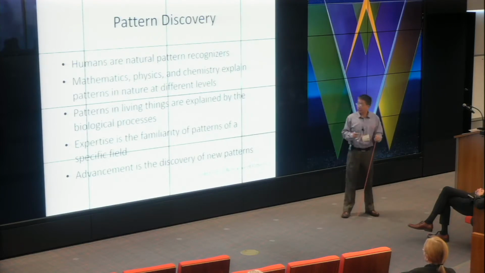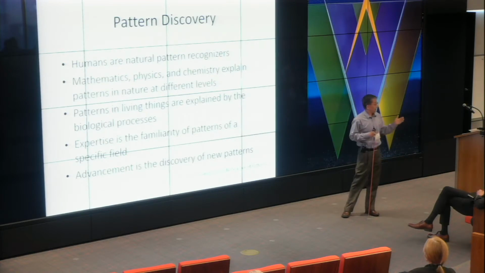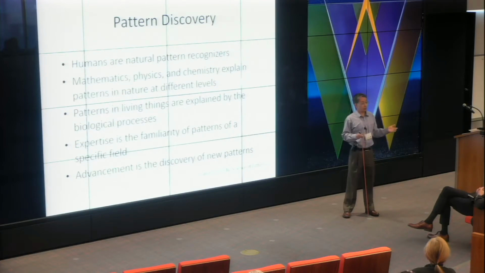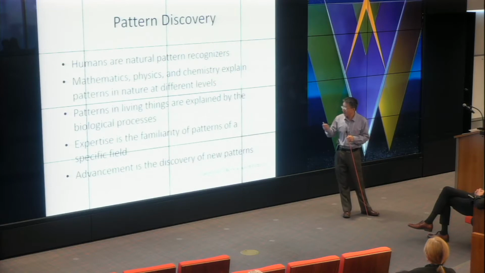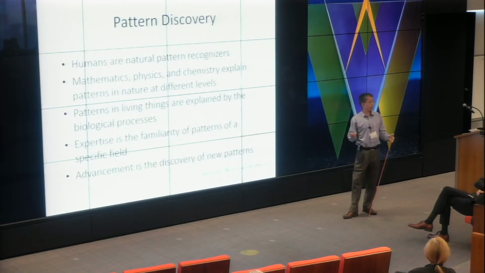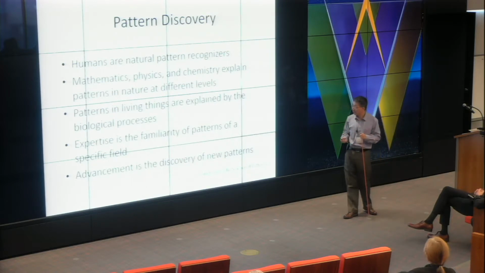Mathematics, physics, chemistry explain patterns in nature at different levels, right? That's why if you're a mathematician, you summarize a pattern in an equation, in an expression. That's just so powerful, right? Patterns in living things are explained by a biological process. We know the central dogma. We know from DNA, RNA, and protein, but there are other new genes. But anyway, there's a general process of the patterns.